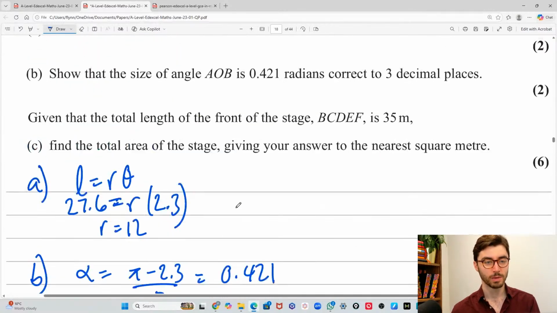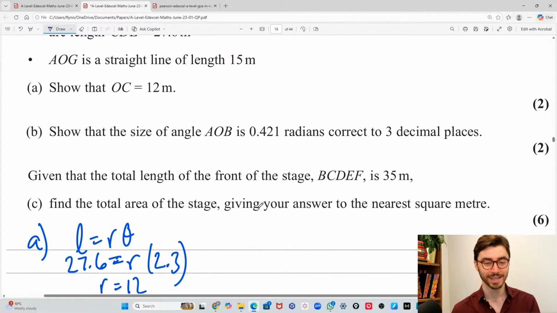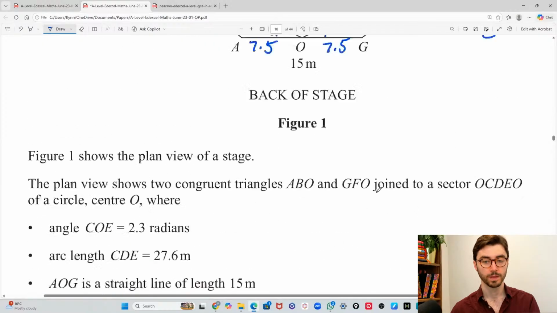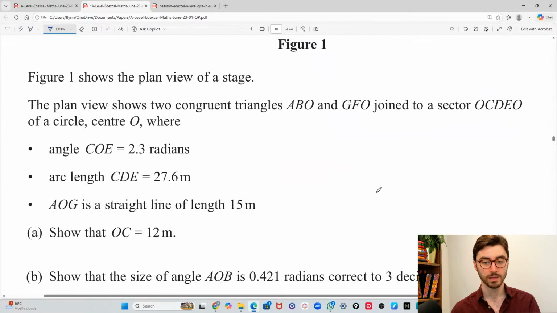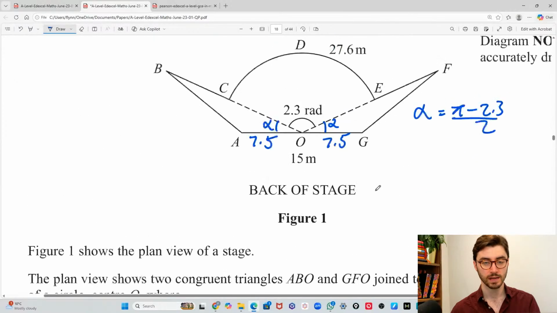Come on, challenge me, paper. Bring it. Give me something nasty. Give me something where I have to think. I'm seeing a 6 mark, and I'm wondering if that's going to happen literally this very second. Given that the total length of the front of the stage is 35. B, C, D, E, F.